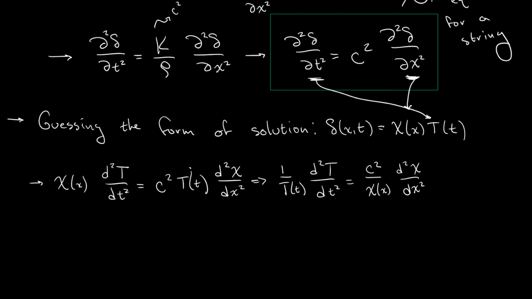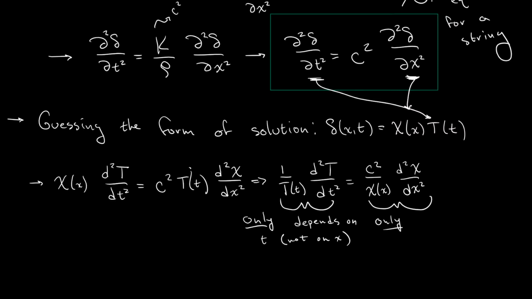Okay, so now here's the trick. Here's the trick of all of this. The left-hand side of this only depends on t, not on x. This side here is the opposite. This only depends on x, not on t.